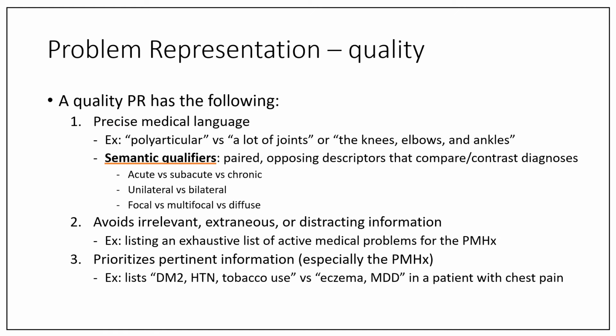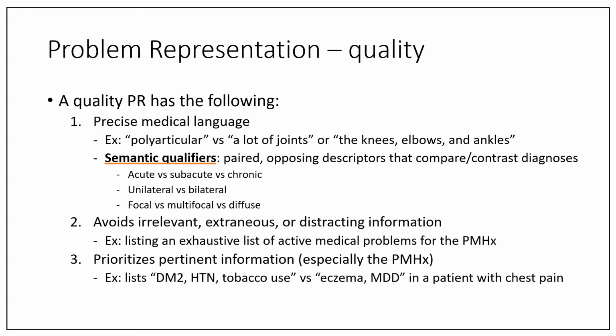Now I'd like to go over a couple of points that really help make for a quality ID statement. First, try to use precise medical language, specifically semantic qualifiers. The definition of a semantic qualifier is a paired opposing descriptor that compares and contrasts diagnostic considerations. The example I've listed here is polyarticular, as opposed to saying something like a lot of joints, or simply listing all of the joints that are involved. In addition, when we say polyarticular, this naturally implies that this is not monoarticular, which would be expected in something like gout or septic arthritis.